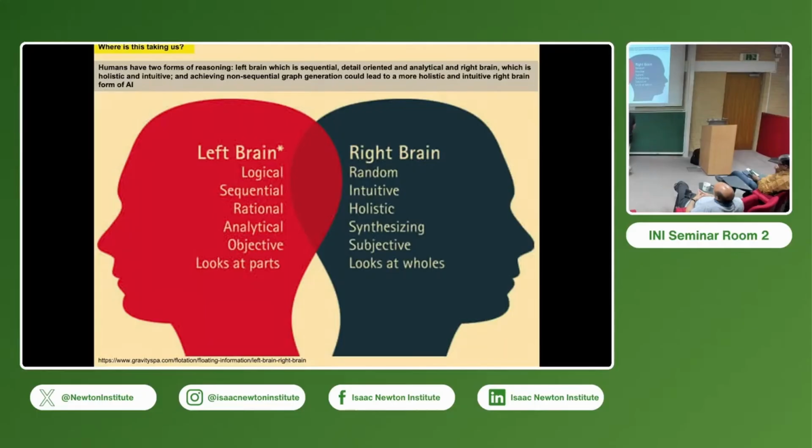Well, humans have two forms of reasoning: left brain, which is sequential, detail-oriented, analytical, and right brain, which is holistic and intuitive. I think achieving non-sequential graph generation would lead us to a more holistic and intuitive, right brain form of AI. That's it. Thanks for your attention.